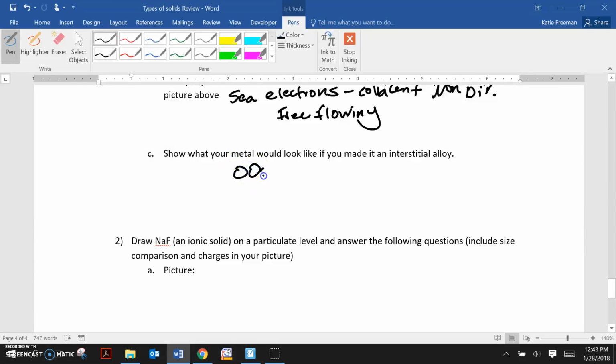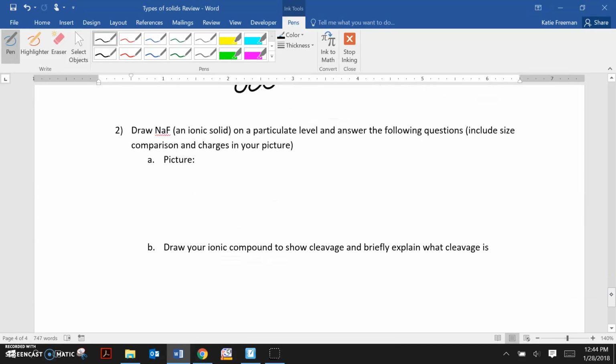Okay? And then what would your metal look like if it became an interstitial alloy? Okay, and sometimes with interstitial it's easier to draw it more on a stacked versus that closest packing, because then you have a little bit more spaces to work with. So interstitial would be the atom you're putting in here is smaller and therefore is filling in the holes left by the metal. Okay? And it doesn't matter how many you put in there. I just put a few just to kind of show what it would look like in a simple scale.